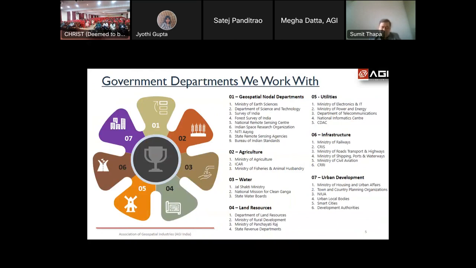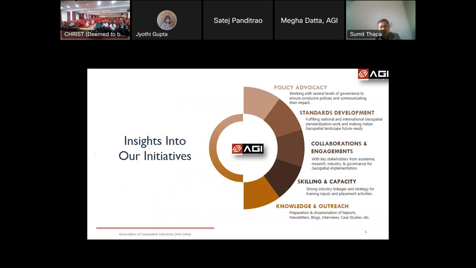So while there are many different sectors that geospatial technologies are applicable in, some of the major ministries, departments and line agencies that we work with come from geospatial mandated departments like the Survey of India, from agriculture, water, land resources, utilities, infrastructure and urban development sectors, to name a few.